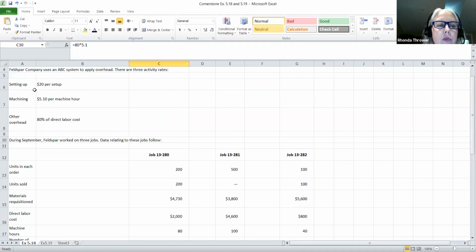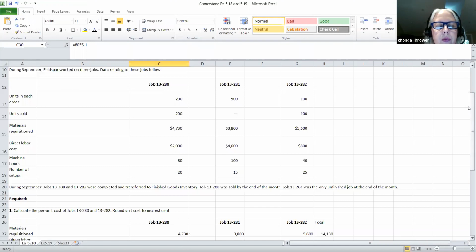So our setups are going to be based on $20 per setup. That's how we're going to apply the factory overhead for our setup activities. And our machining is going to be based on machine hour. And so this is the cost per machine hour. And then they've given you the number of machine hours that were used in each one of the jobs. Also, you're going to have to apply some of the overhead based on 80% of direct labor cost.